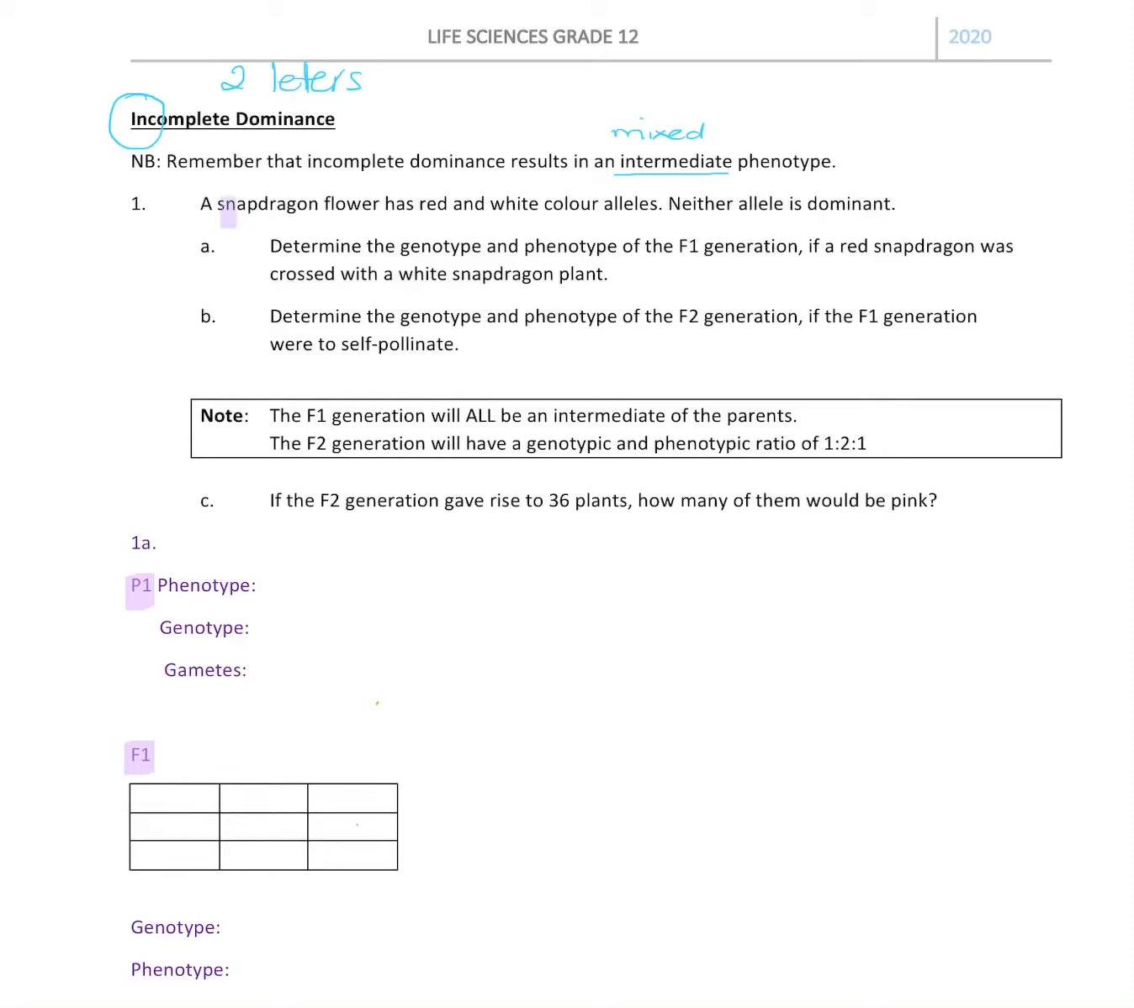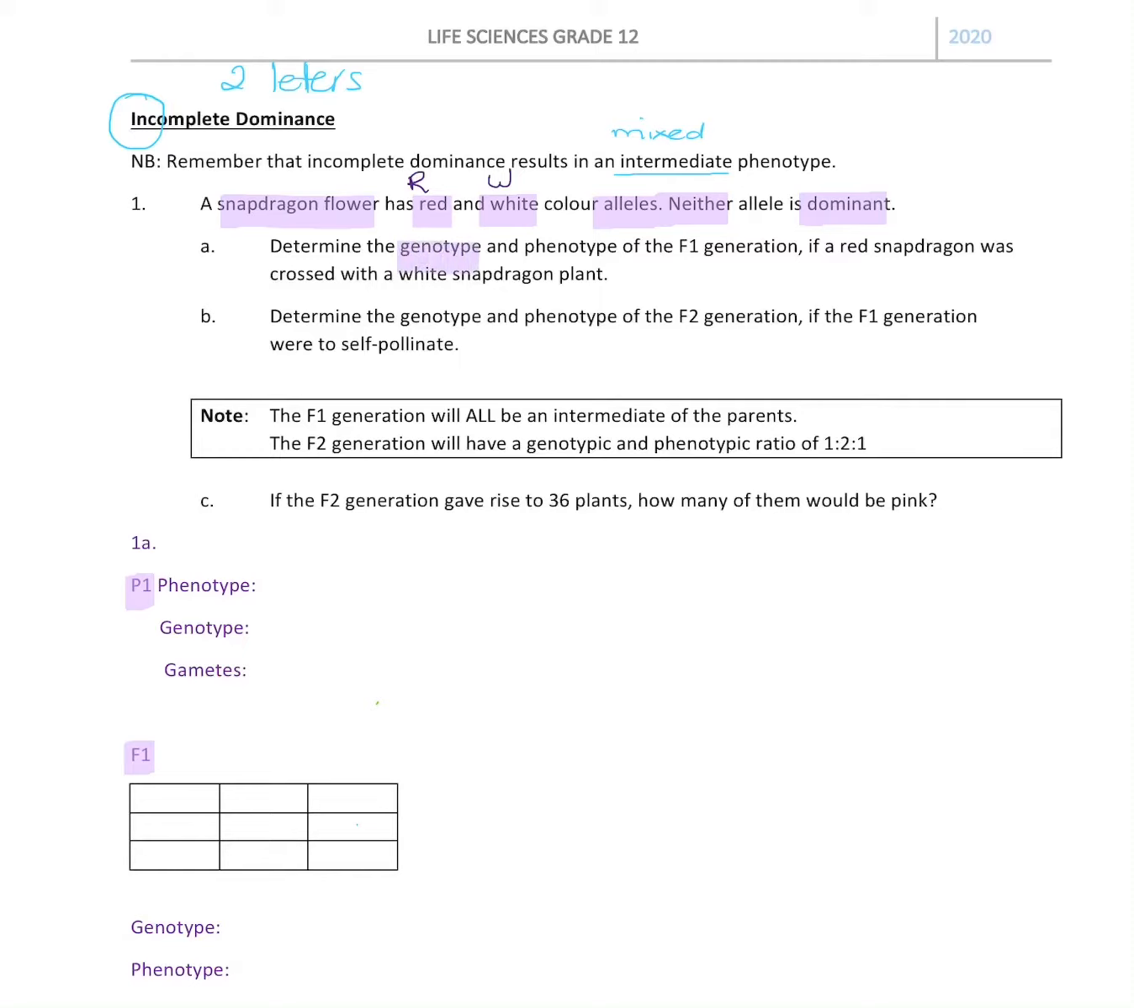So in the case of a snapdragon, it has red and white color alleles. Neither allele is dominant. So for red, we're going to use R, and for white, we're going to use W, because neither is dominant over the other.